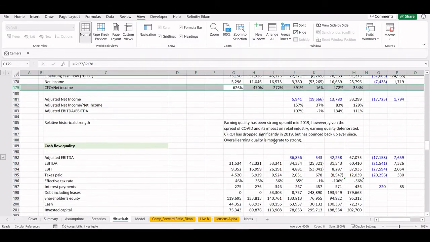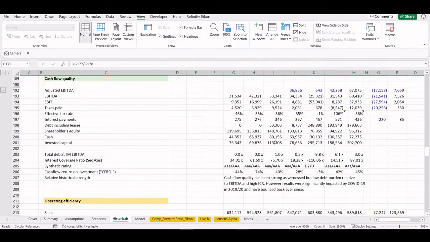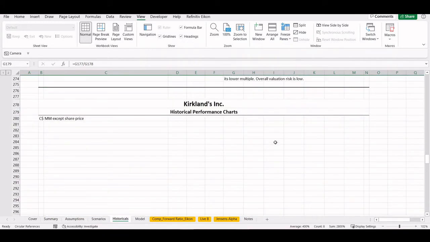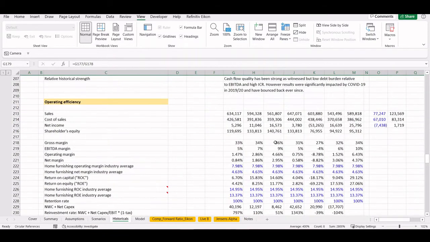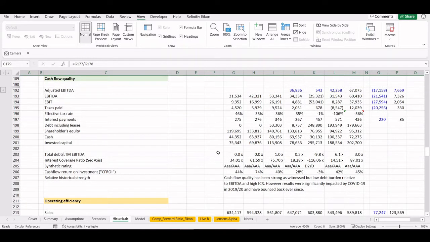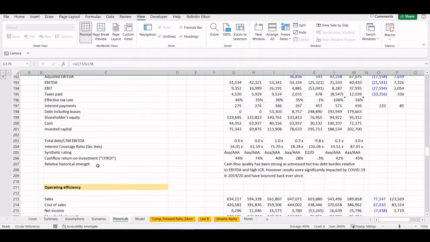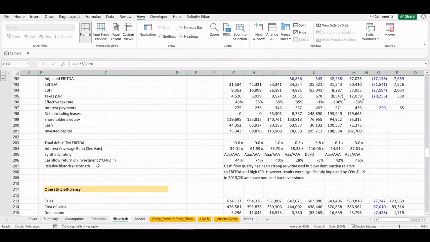So it does mean that the earnings quality is good. The company has good earnings quality. From a cash flow perspective, if you look at this, there are certain specific ratios such as interest coverage ratios. We can look at the amount of debt the company has, debt to LTM EBITDA, last 12-month EBITDA, and we look at returns in terms of cash flow returns. It's been strong, and they have a really low debt burden, which has helped them during the pandemic.